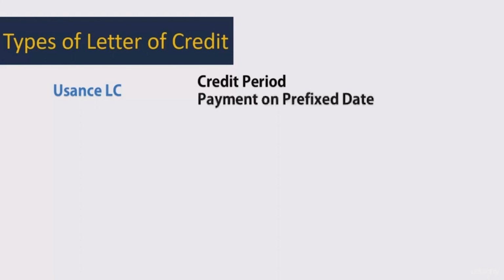Then there is something known as usance LC, where the seller is permitting a certain credit period to the buyer. So here the buyer would open the LC, it would reach the seller, the seller would showcase the documents, okay, and the payment for the seller would happen only after the usance period plus the minimum grace period, or that 7 plus 7 plus 7 days. Okay, so the credit period is offered by the seller, and payment is going to happen on a prefixed date.